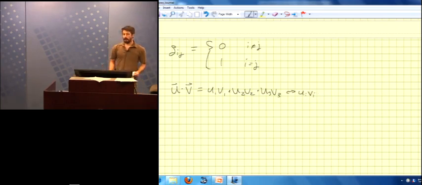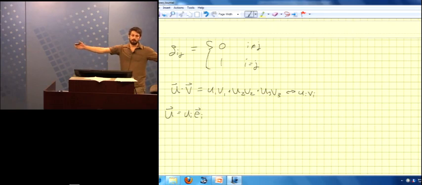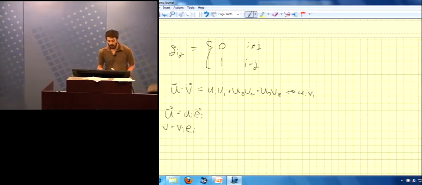Where the power of the Kronecker delta actually comes up, so I've written this out in components. But if we wanted to really write this out, the vector u is ui ei, where ei is its basis vector. So if we wrote this out and expanded it, this would be the whole expression. And v we could write as vi ei. So now if I want to write this dot product out, I might have something like this.